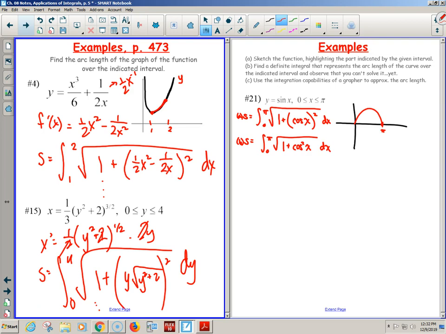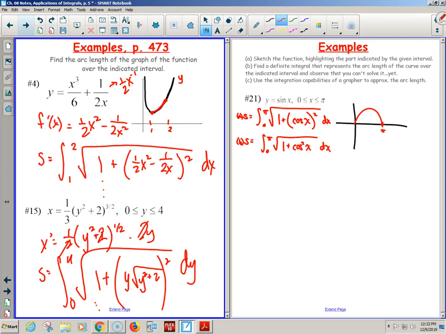Oh, sorry, this is just A and B. A is saying sketch because you might see some weird things in your book problems. Sketch, no big deal. All right, we have the sine curve between 0 and pi. B says find a definite integral that represents the arc length over the indicated interval and observe that you can't solve it yet.